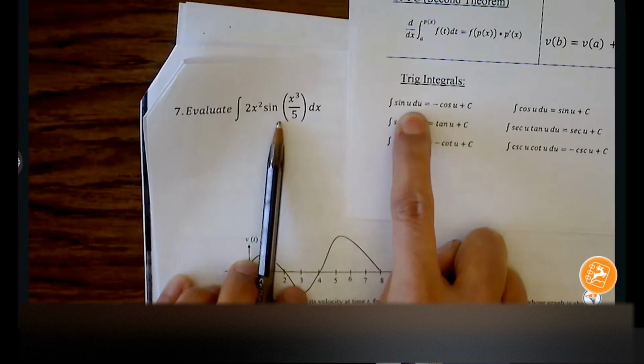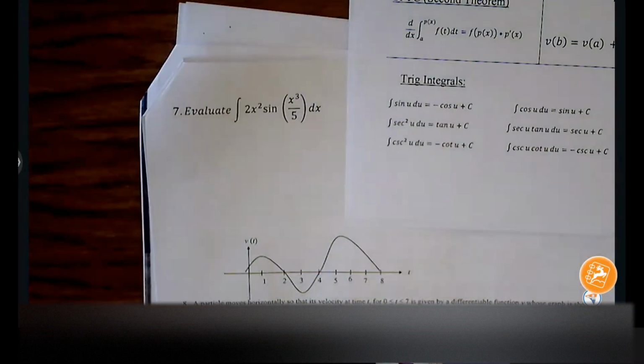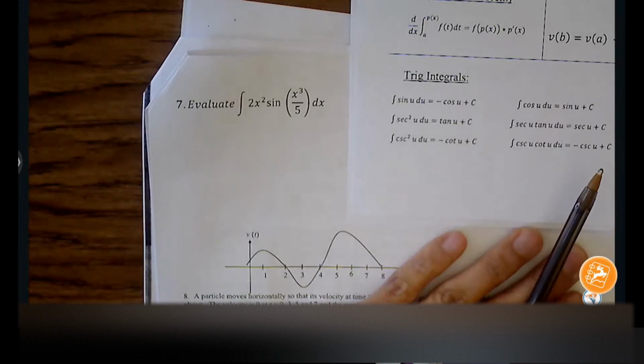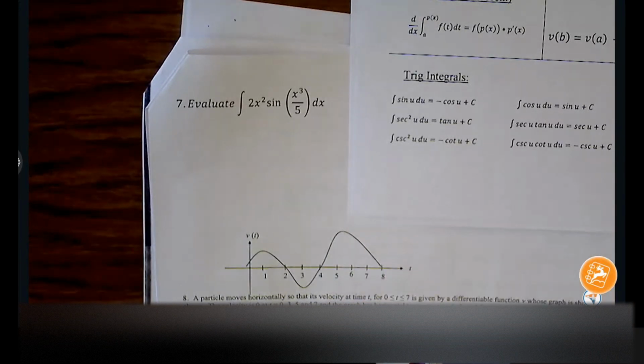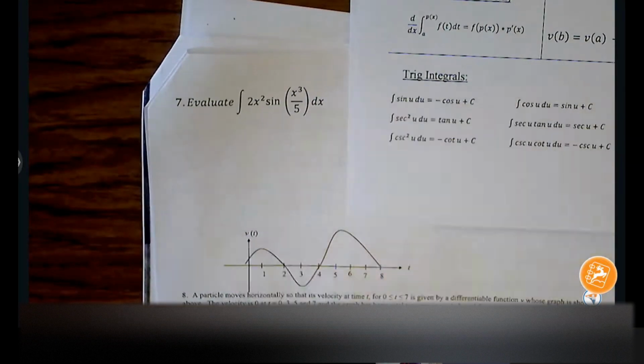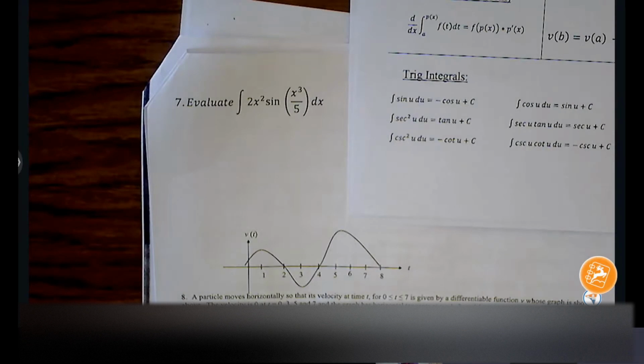So if I'm trying to target this rule here, what do you think my U value is going to be? What do you guys think? What could be our U value that will eventually help us move towards this rule that we're targeting? X cubed over 5. Yeah. So target the parentheses, right? If you see a set of parentheses, then that could be a good place to begin looking for the U value. Okay, good.